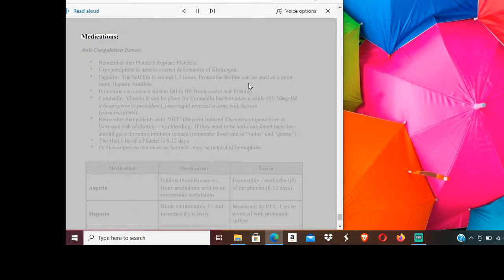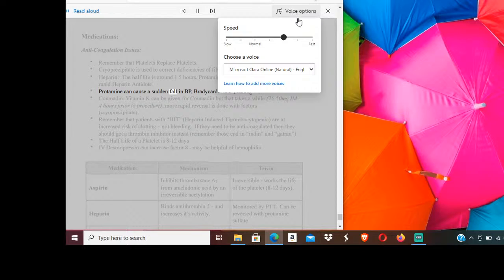Medications. Anticoagulation issues. Remember that platelets replace platelets. Cryoprecipitate is used to correct deficiencies of fibrinogen. Heparin, the half-life is around 1.5 hours. Protamine sulfate can be used as a more rapid heparin antidote. Protamine can cause a sudden fall in BP, bradycardia and flushing.